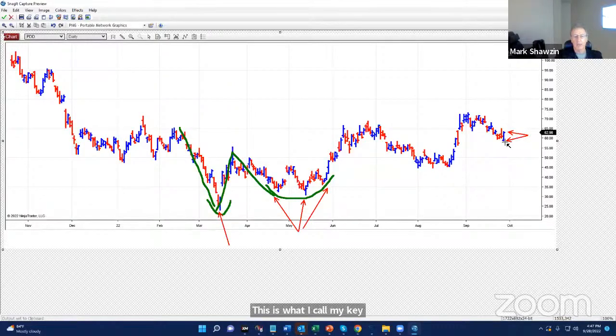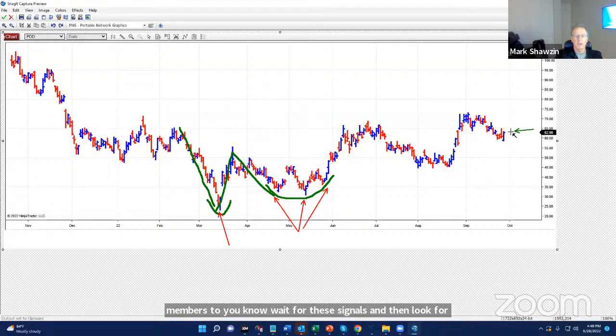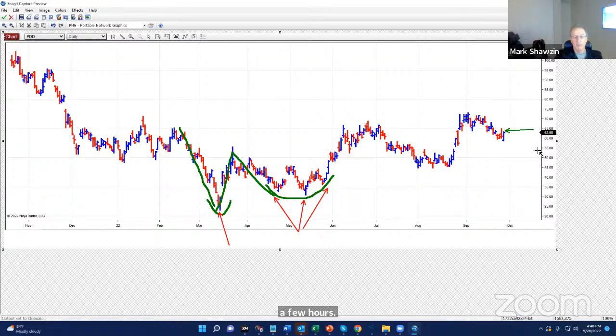The buyers were in control, notwithstanding the fact that we made a multi-week low this morning. By the end of the session, we closed on the high. So now typically I counsel our members to wait for these signals and then look for the market to confirm what you're looking at. But I cheated a little bit and started buying some options early today. And I'm up about 40% on my options just in a few hours. I'll get to that in a minute.